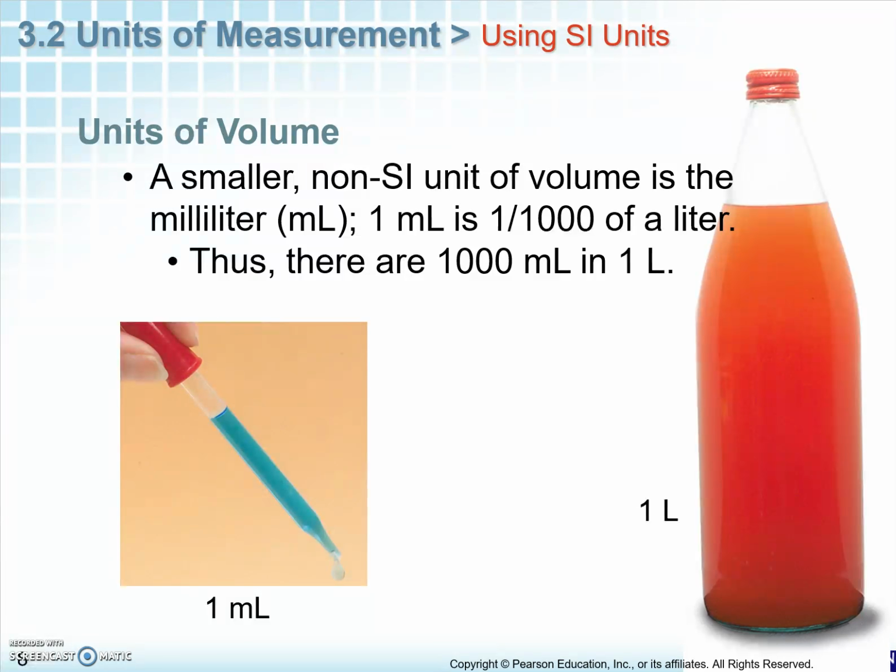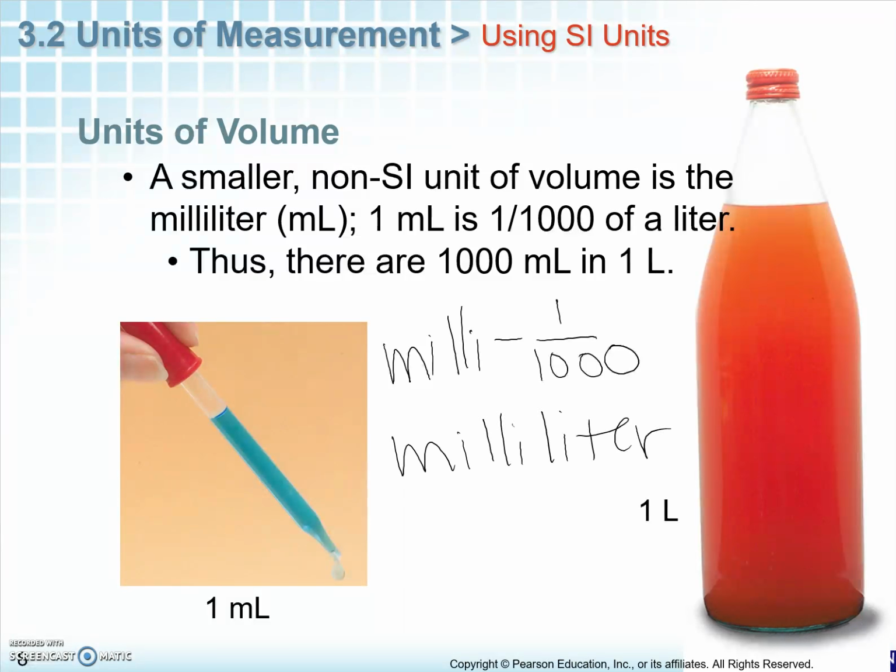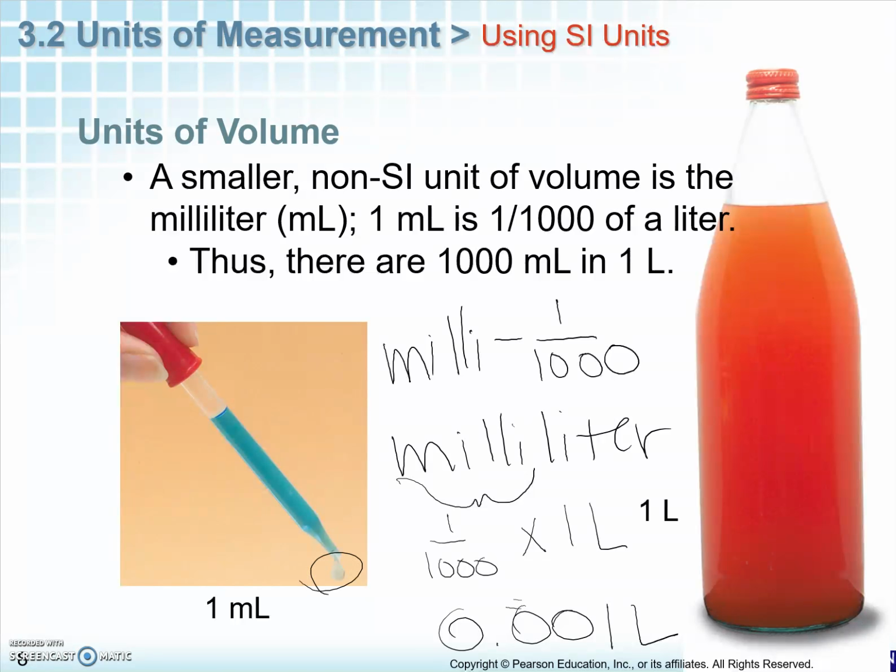If you need to go smaller or larger, you also use those prefixes that we have been talking about so far. So milli, once again, means 1/1000. So if you have a milliliter, that means that you have 1/1000 times 1 liter, also known as 0.001. So that's very, very small. So a milliliter is like a drop here, where a liter is more like what you get your soda in.